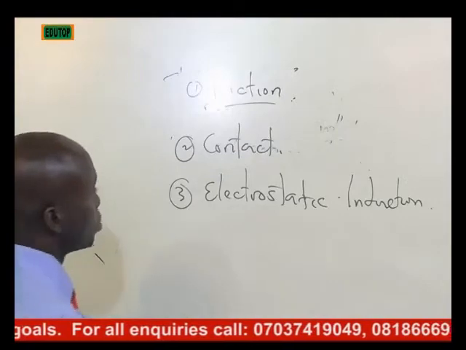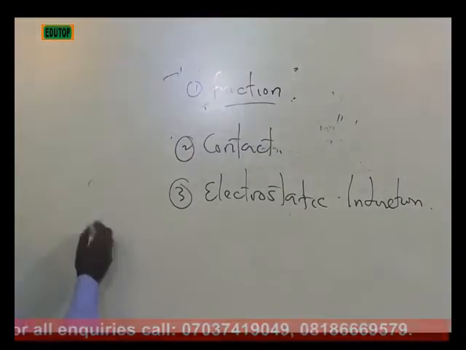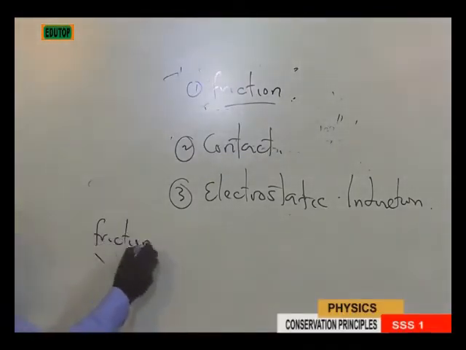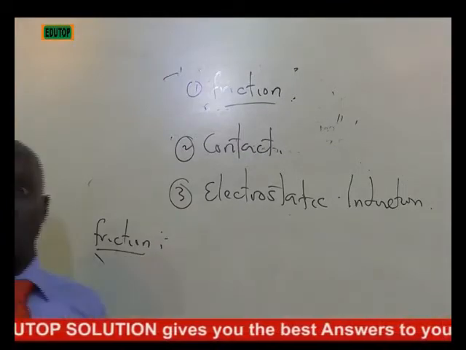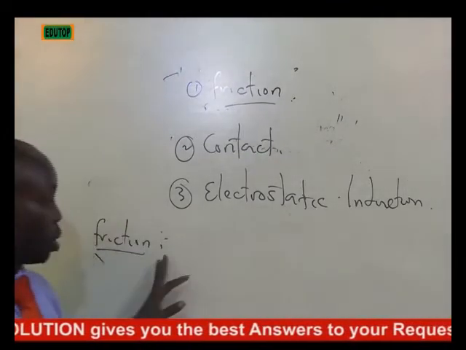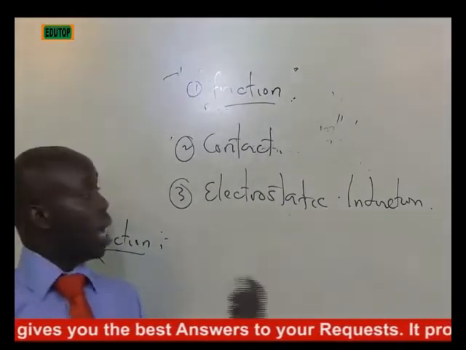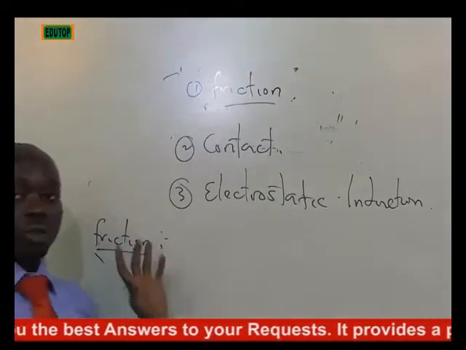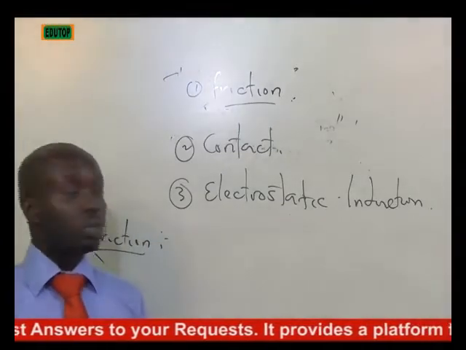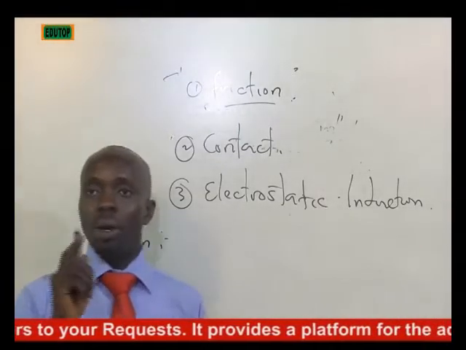Let's start with the first one, friction. We've spoken about the actual meaning of friction, if you recall that. But let's bring it back to how the practice of this friction enables electrical charges to be produced. Now let's see this.